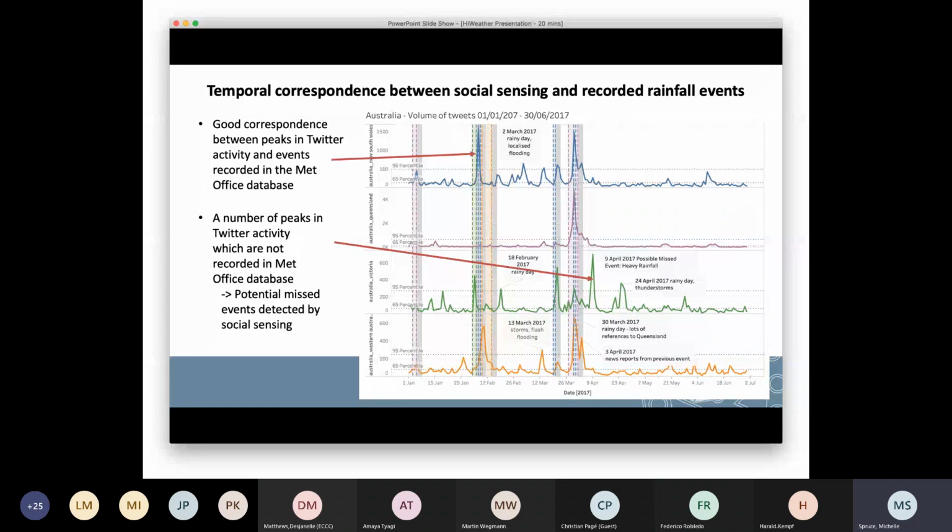But when we've drilled down and had a look at that date and gone over old news reports, actually that's a potential missed event. That was an event that caused impacts, which would have meant it met the criteria to be included in the Met Office database. So all very encouraging stuff.